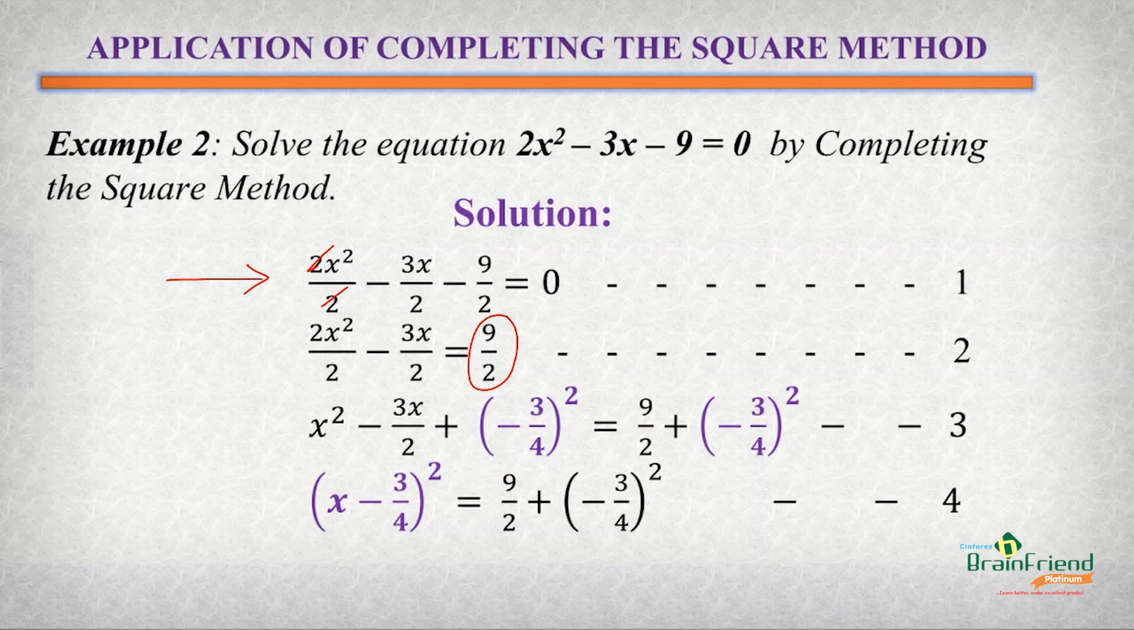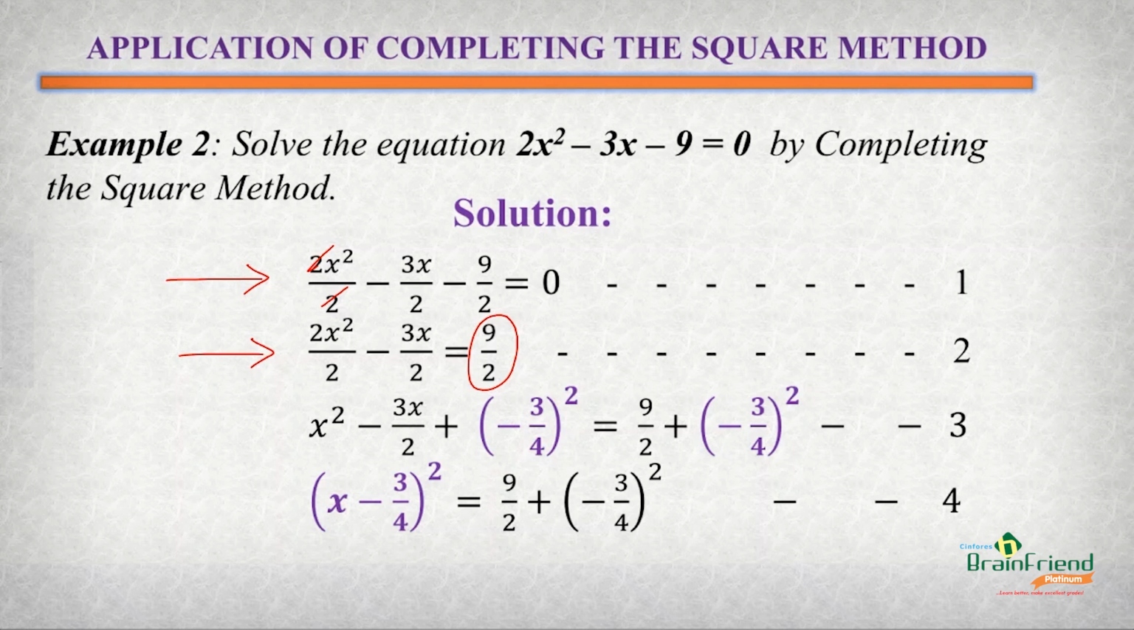And now we have 2x squared over 2 minus 3x over 2 equal to 9 over 2. That gives us equation 2. Recall I said 2 is divisible by 2. So we can now move on and look for the coefficient of x. We'll get half of it, square it, and then add it to both sides.